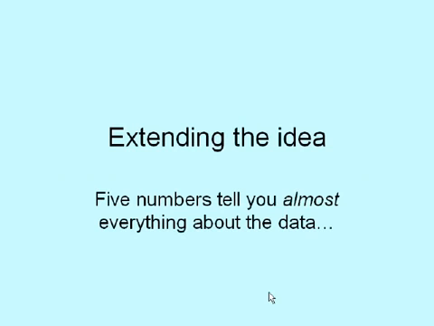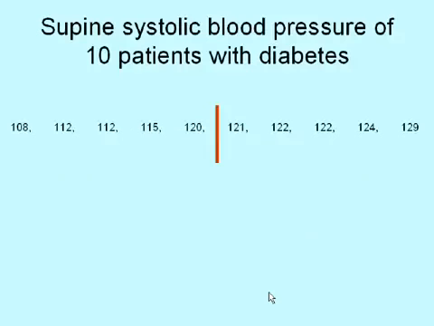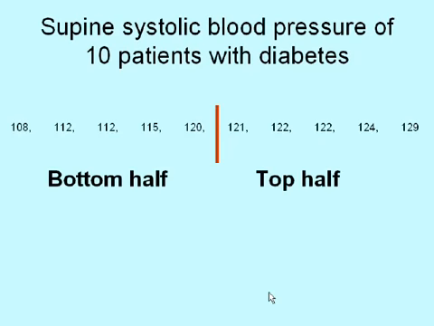Okay, now we're going to extend the idea. The 5 numbers is the maximum, the minimum, the median, then 2 new kinds of number. Let's have a look at those. Here's my data set again, my 10 patients. I've divided them into 2 halves, the bottom half and the top half. Bottom half's got 5 results, top half's got 5 results. The dividing line is the median, of course.